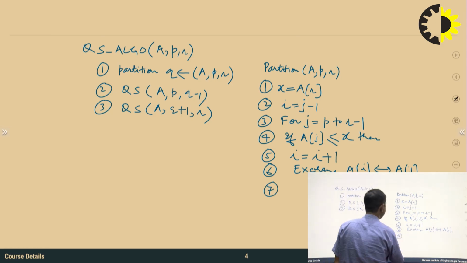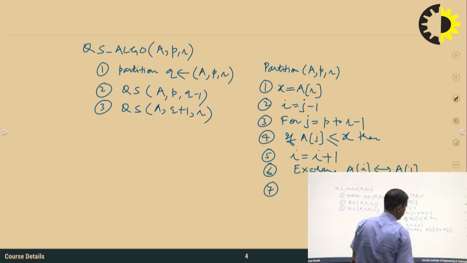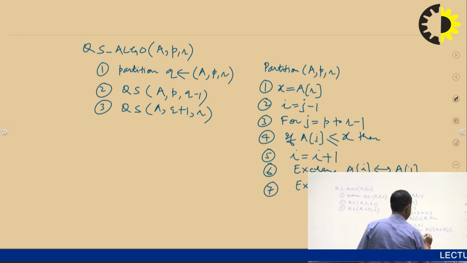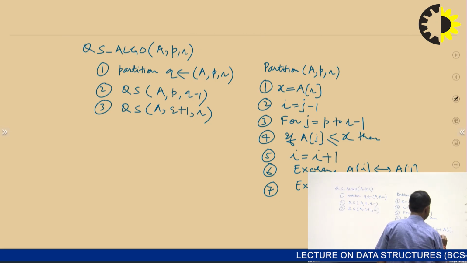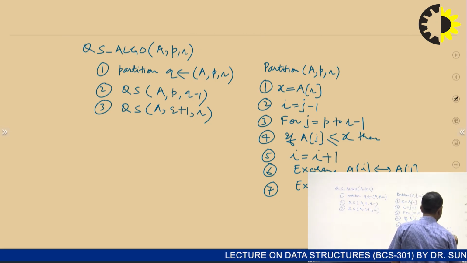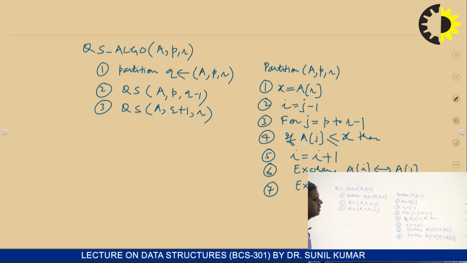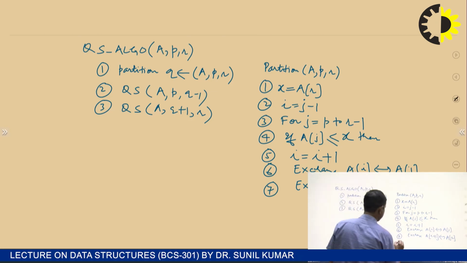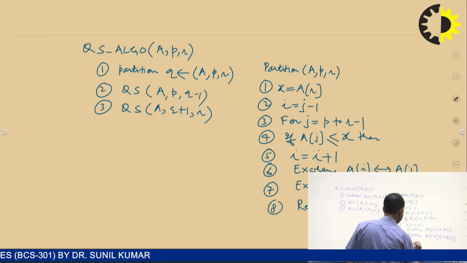And in the last step, when our jth index reaches just before the pivot, then we are doing exchange A of i plus 1 with A of r. That means we are swapping with the pivot element. And finally, we are returning i plus 1.